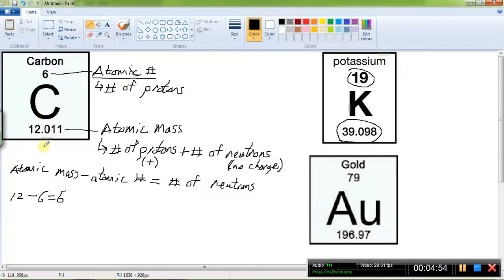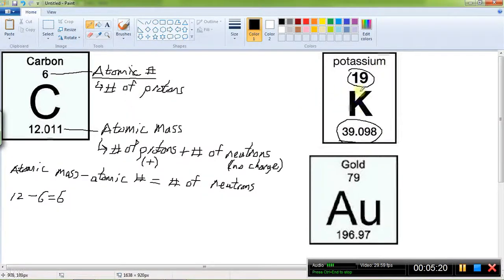Now these numbers aren't exact, because in nature some carbon atoms will have more than 6 neutrons, and some carbons will have less than 6 neutrons, and so some carbon might have an atomic weight of 13. There might be 7 neutrons instead of 6, and this is just the average weight of carbon. So you can see it's pretty close to 12, so the vast majority of carbon will have 6 protons always because of the atomic number, and then most of the carbon atoms will have 6 neutrons.